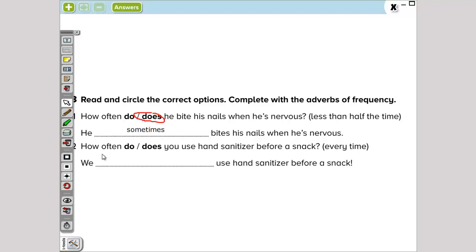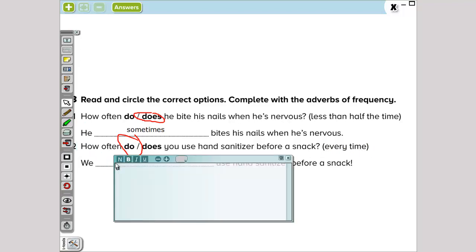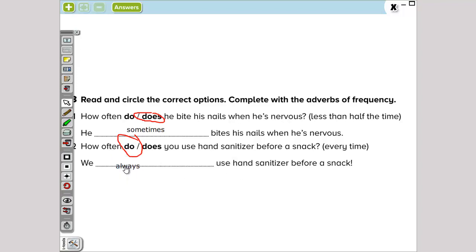And the last one says, how often do or does? Remember? ¿Qué dijimos que usamos con I, you, we, they? Do, right? Muy bien. Usamos do. We use do. How often do you use hand sanitizer before a snack? Every time. Si lo usamos todo el tiempo, usamos hand sanitizer, ¿cuál sería? We always use hand sanitizer before a snack.